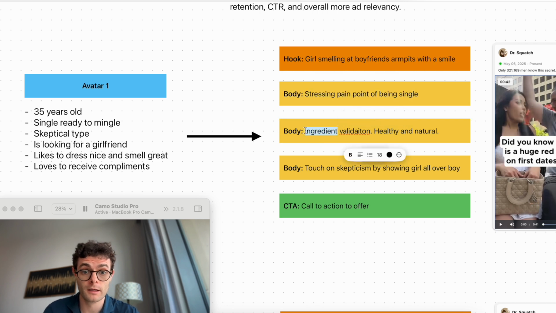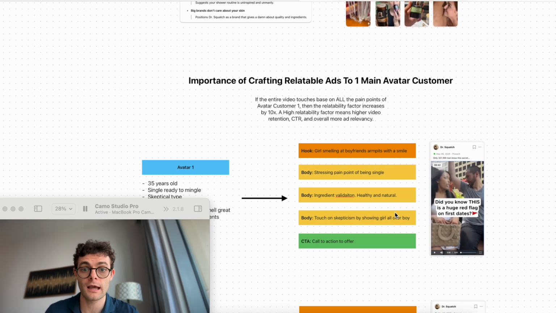This could be a body. Body is like ingredient validation to increase his skepticism, right? Touch on skepticism again by showing a girl all over the boy again, whatever, and then call to action. This is just a random example, but this is just for you to understand how the ad process works and at least how we do it.